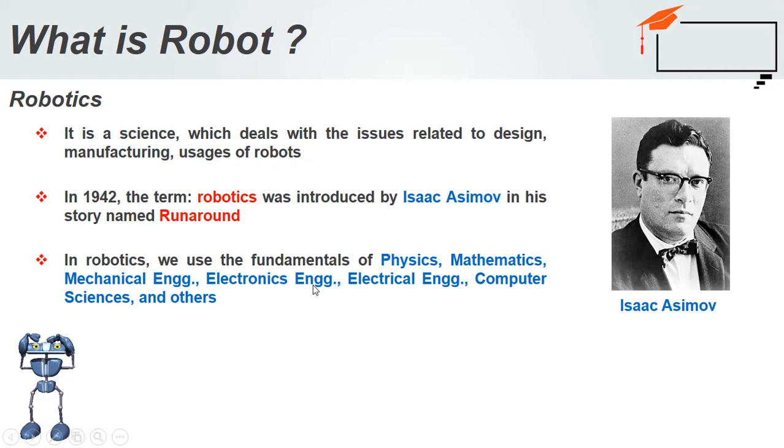So next we discuss robotics. Robotics is a science which deals with issues related to the design, manufacturing and usage of robots, which means it is a field of study of robots. Robots do not all have the same configuration. They do not look similar. They have a variety of configurations.